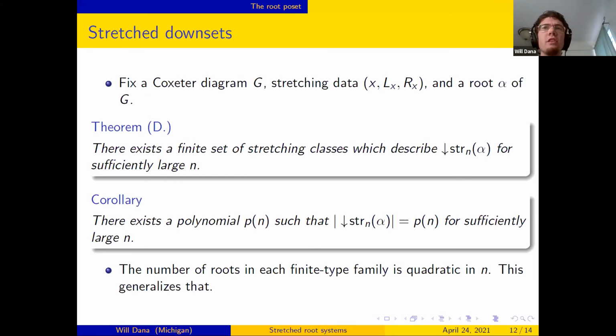So this result gives a weak form of the type A behavior, which I mentioned as a vague goal at the beginning of this talk. Because if you look at the finite type families of root systems, the number of roots in each one is a quadratic in n. You can think of these root systems, in general, there will be a highest root or two highest roots, I think, in type B. But in general, you can view them as downsets entirely. And this is saying that the size of those downsets is quadratic in n. In general, then, it will be a polynomial, but potentially of higher degree than a quadratic.